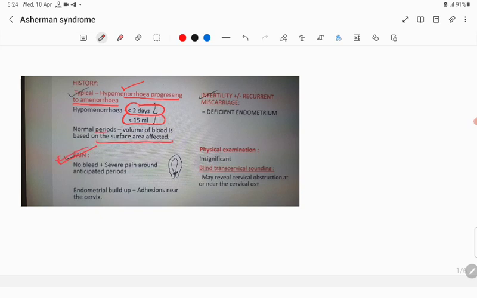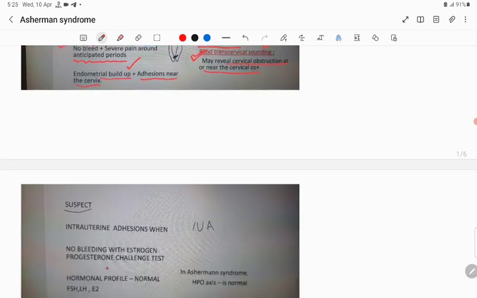Pain complaint: no bleeding, but severe pain around anticipated periods. If there is an adhesion near the cervix, the endometrial tissue cannot come out, and that causes pain. Infertility: usually they present with infertility and recurrent miscarriage, which equals deficient endometrium. Physical examination is insignificant. Blind cervical sounding may reveal cervical obstruction at or near the cervical os.